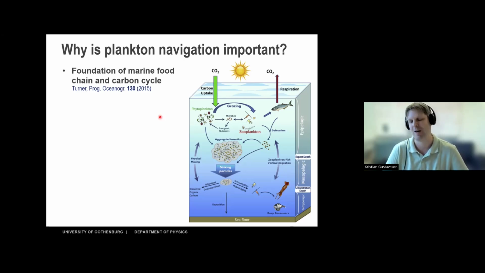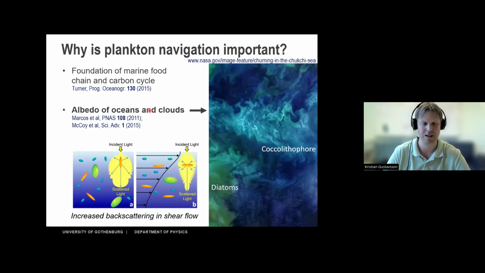So currently, very large areas of the ocean underperform and can get a much higher number of plankton. Okay, so that's one example. Another example of why plankton navigation is important is that plankton affect the albedo of oceans and clouds. The size, shape and abundance of different plankton will affect how much of the incident light gets scattered back.